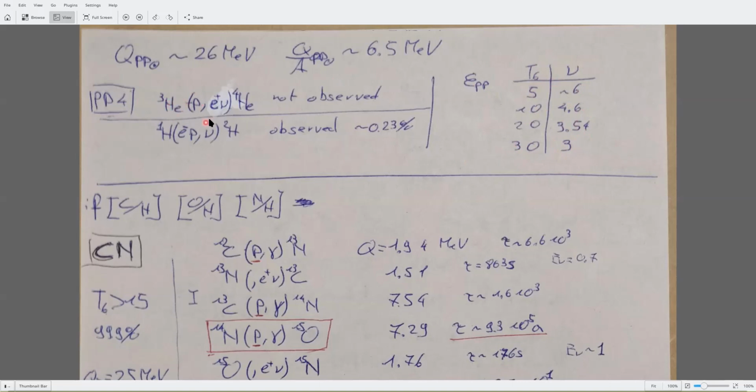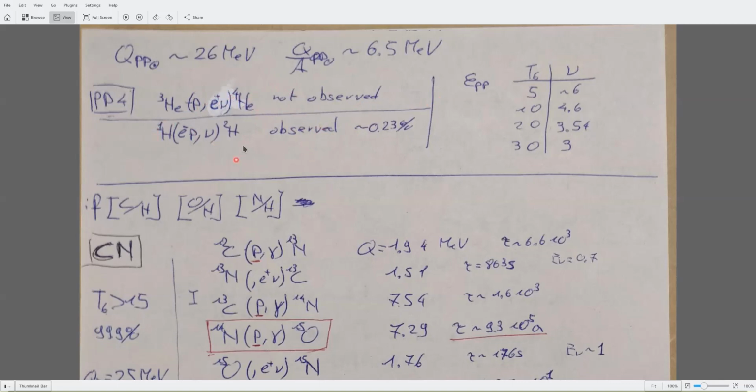Theoretically, you could also have this one, the fusion of helium with the proton, then a beta plus decay, and helium-4. But they checked for these neutrinos that have a particular energy. It is not observed. So probably this reaction does not work, or it is working but produces so little that you cannot detect the neutrinos.